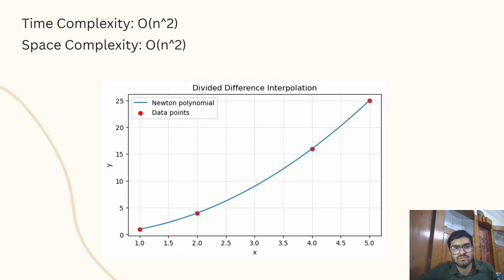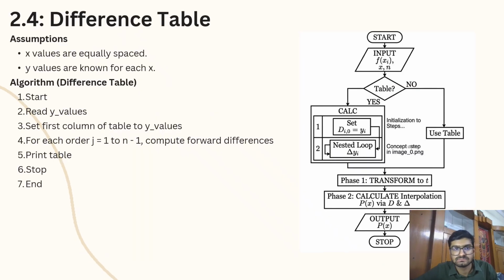The time complexity for the following table creation is big O of n square, and the space complexity is big O of n square. And here the graph shows the values of different data points and their respective x and y values, the difference table.